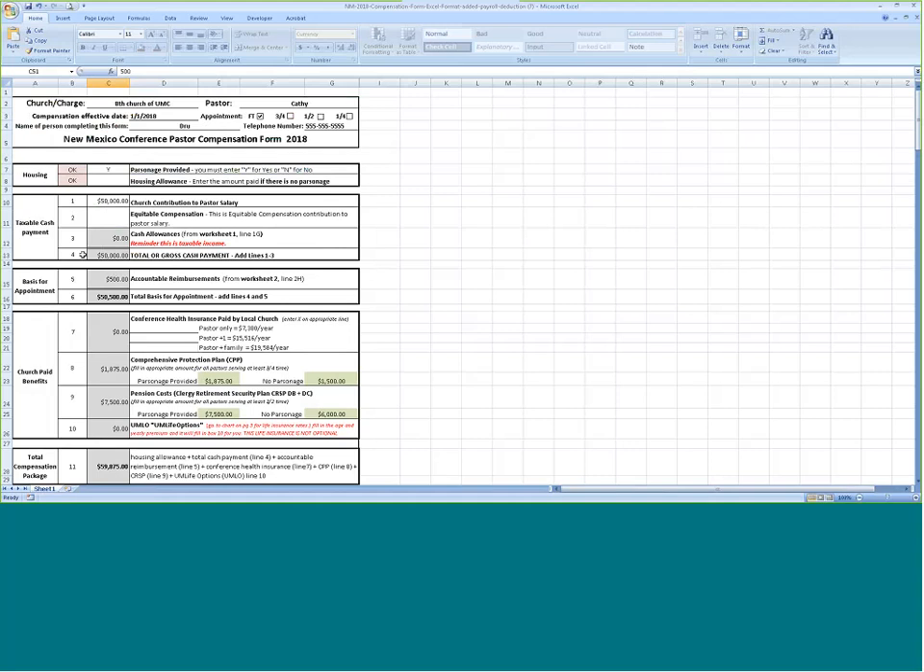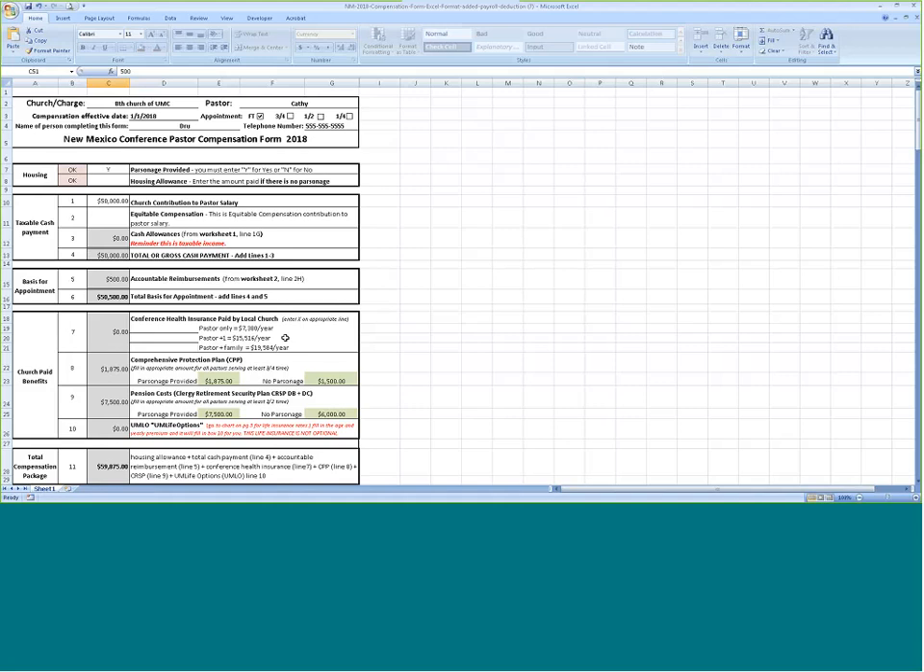Line 4, it's really important to understand this. Line 4 is what is used for minimum salary for pastors, for full elders, provisional elders, full-time local pastors. This is what is used for minimum salary. You cannot add the accountable reimbursement and use line 6 as minimum salary. This is just a total basis for appointment that the DSs can use when they're looking at churches and appointments. This has nothing to do with minimum salary. So we have $500 in the accountable reimbursements.